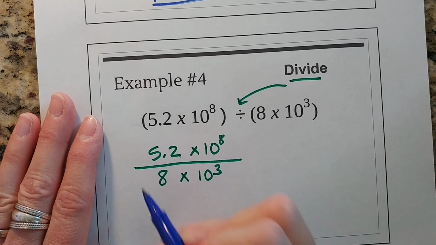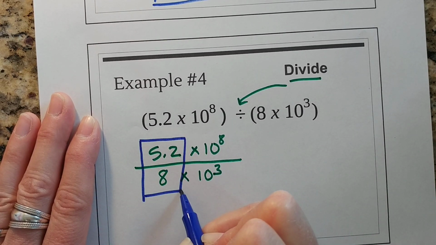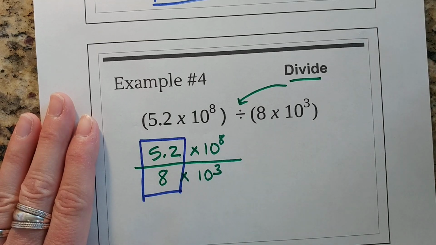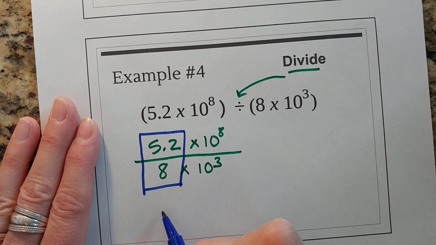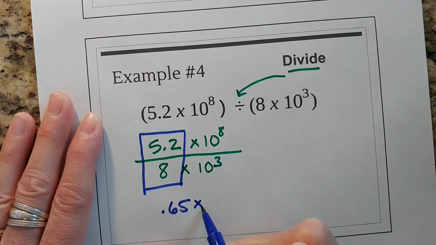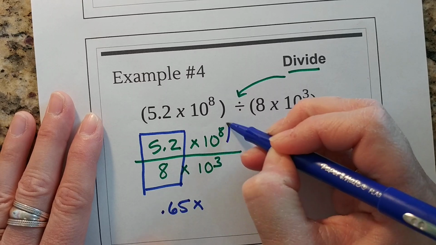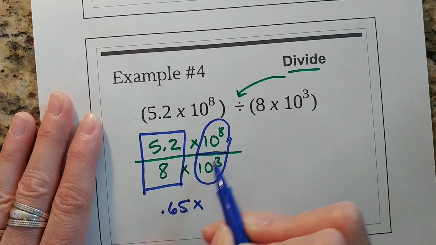So just like multiplication, I can take these two coefficients right here and I can divide them. This is division. So using my calculator, I will divide them. And when I divide them, my calculator says 0.65. Okay, now I'm going to divide the powers. I have 10 to the 8th divided by 10 to the 3rd.